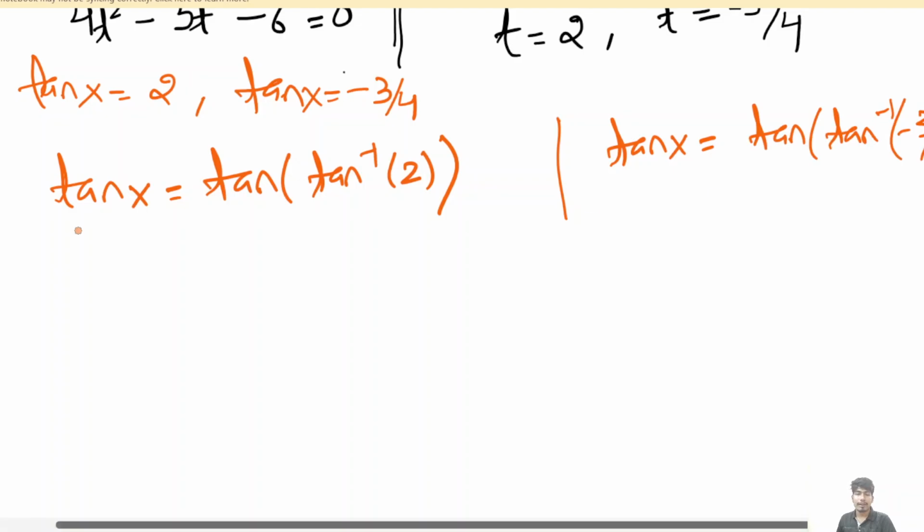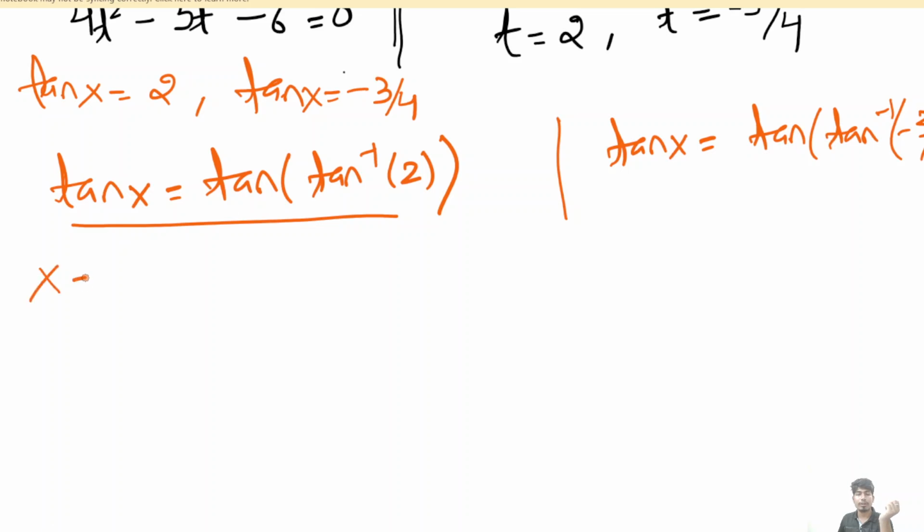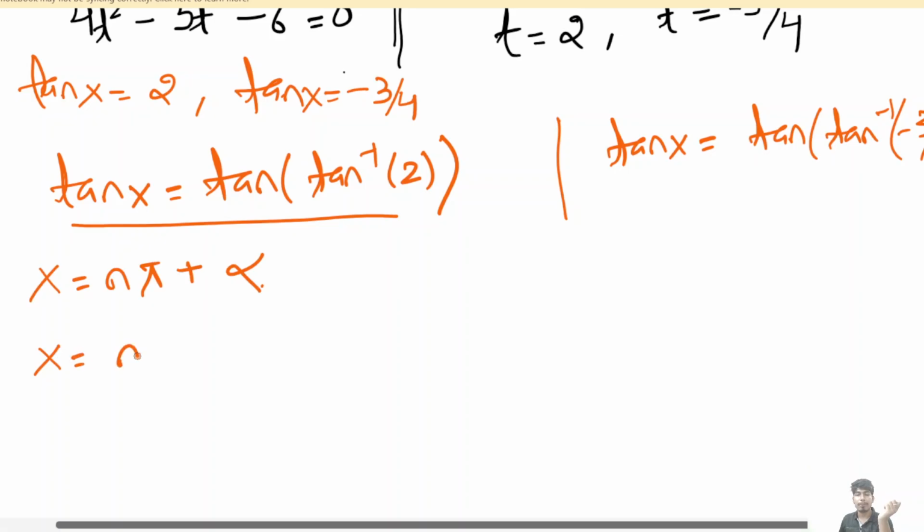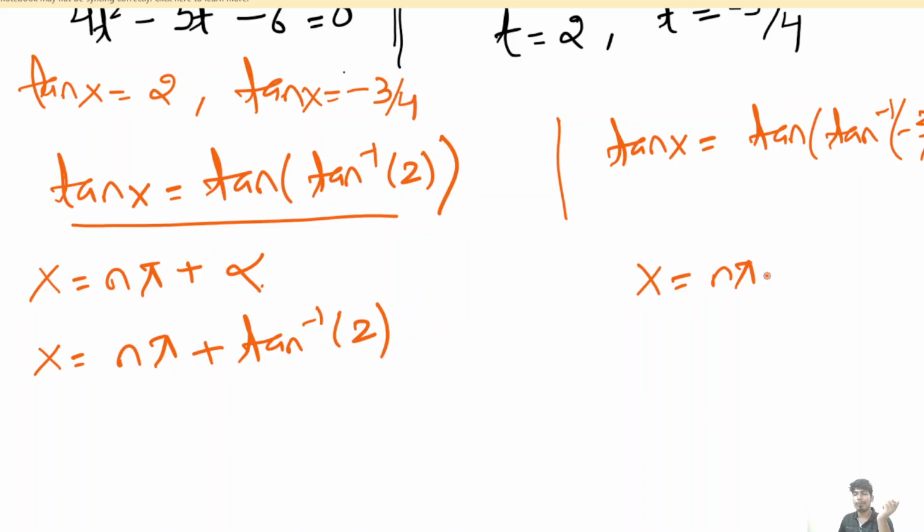We know if tangent x is equal to tangent alpha, then x is equal to n pi plus alpha. Then x is equal to n pi plus tangent inverse of 2, and x is equal to n pi plus tangent inverse of minus 3 upon 4.